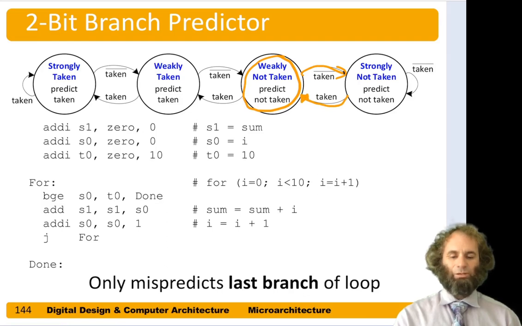So this way we only mispredict on the last iteration of the loop, not on the first time we do it again. And so we get 90% accuracy instead of 80%.